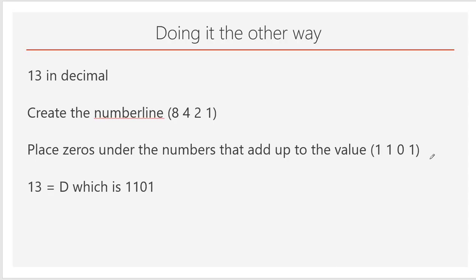It works in the opposite direction the exact same way. So 13 in decimal, we create a number line, place ones underneath the ones that add up to 13. And it would be 1101.